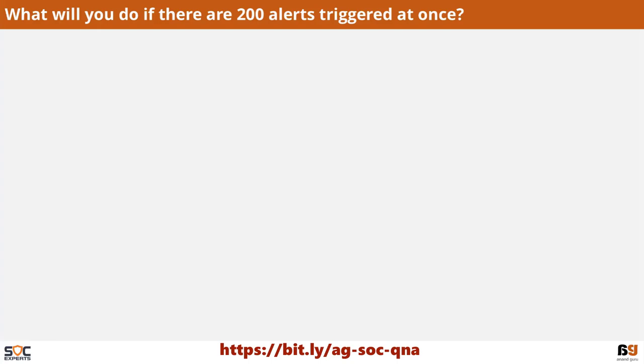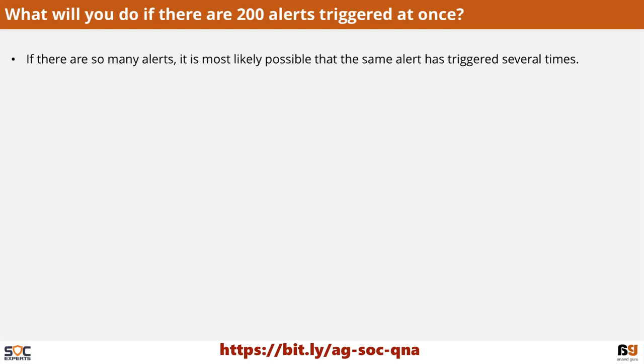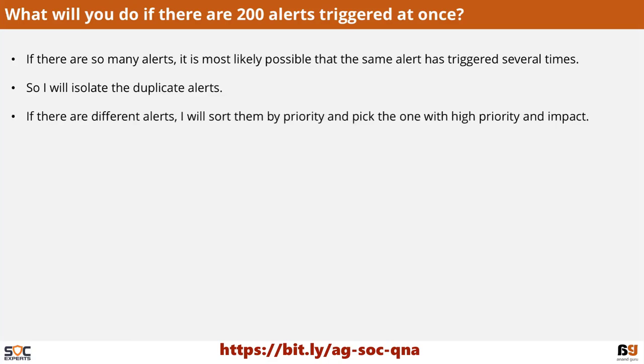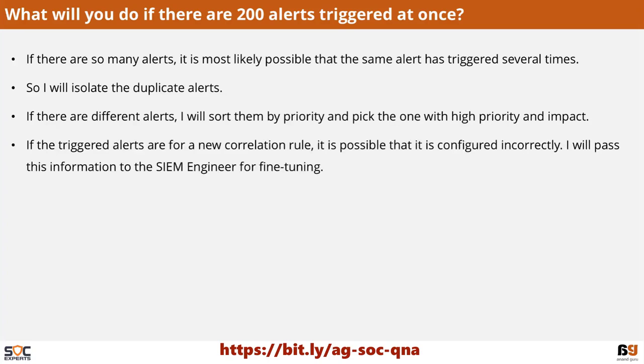What will you do if there are 200 alerts triggered at once? If there are so many alerts, it is most likely possible that the same alert has triggered several times. So I will isolate the duplicate alerts. If there are different alerts, I will sort them by priority and pick the ones with high priority and impact. If the triggered alerts are for a new correlation rule, it is possible that it is configured incorrectly. I'll pass this information to the SIEM engineer for fine-tuning.